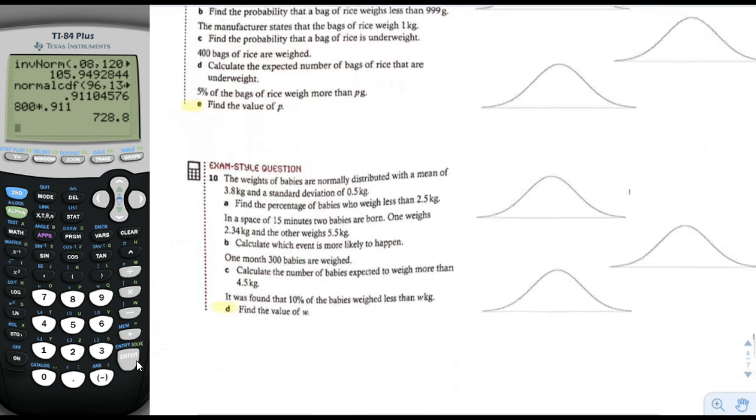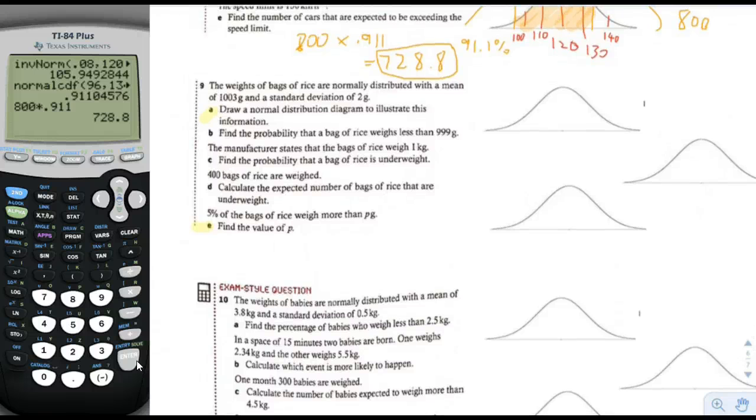Okay? Moving on to number 9. The weight of bags of rice are normally distributed with a mean of 1,003 grams, which is about 1 kilogram, and a standard deviation of 2 grams. These people don't eat very much rice. When I buy rice, I buy 5 kilograms of rice every time.